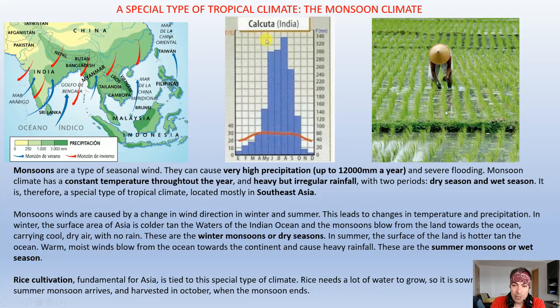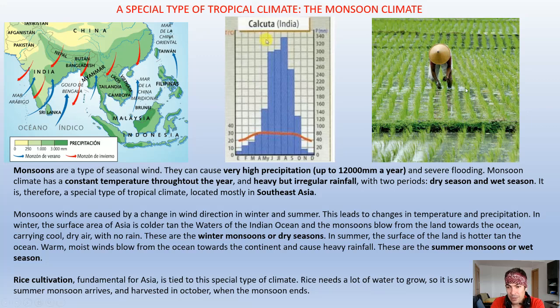And rice cultivation, here this is a guy from Mortal Kombat cultivating rice, which is fundamental for Asia. In the Western lands, the fundamental crop is wheat. In Asia it is the rice. And it is tied to this special type of climate because rice needs a lot of water to grow.